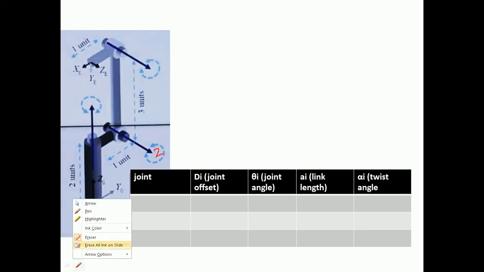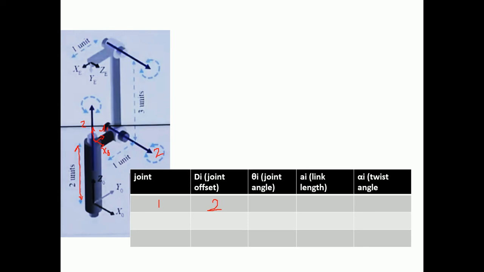First of all we are going to consider link 1. This is link 1. So for the first joint, this x naught, y naught, z naught is going to trace this path. This is 2 units, and this is called the joint offset. So I am going to write over here 2 units. Now when this axis reaches over here, the z axis is upside, the x naught axis is on this side, and the y naught axis is on this side.